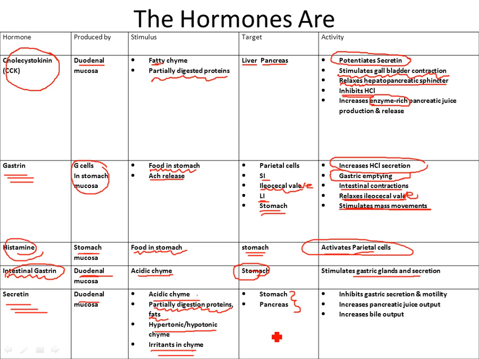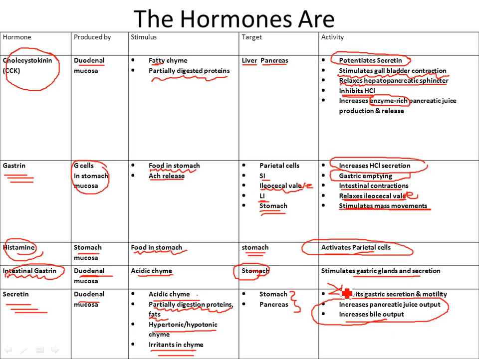It acts on stomach and pancreas, and because it's associated with protein and a little fats, you see this overlap with bile output and pancreatic juice. It also helps shut the stomach off.